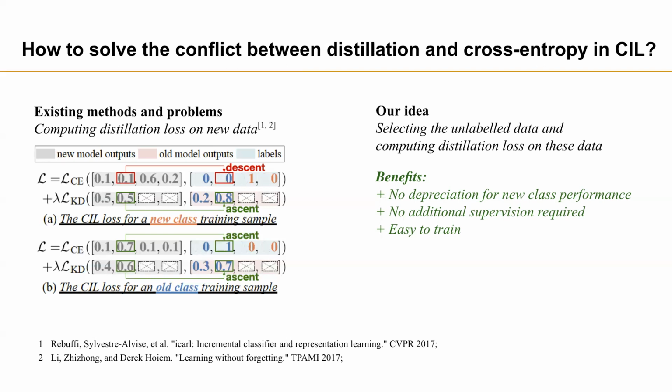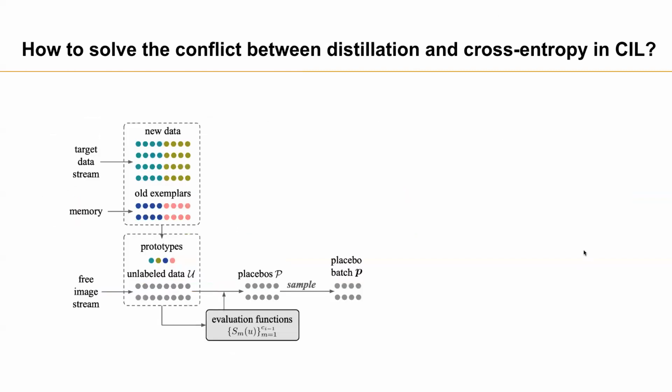The benefits of our method are as follows. First, there is no depreciation for new class performance. Second, no additional supervision is required. Third, our method is very easy to train. In the following, we show how to use our method in phase I of an incremental learning system.